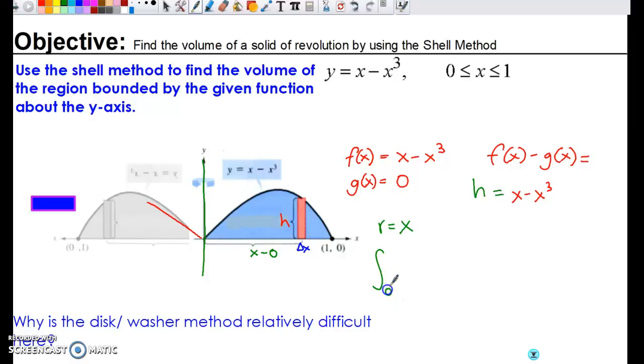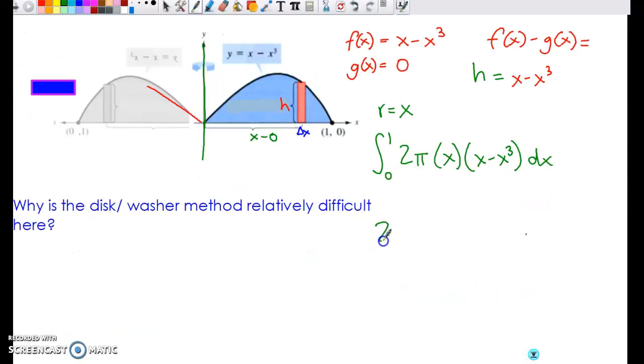and therefore I can just set up the integration from 0 to 1. That's where my radius stops. That's where my function intersects the x-axis in my bounded region. That's going to be 2 pi times the radius, x, times the height, x minus x cubed, all with respect to x. I can pull out the constant here. 2 pi goes on the outside. Integration from 0 to 1 of x squared minus x to the fourth dx.